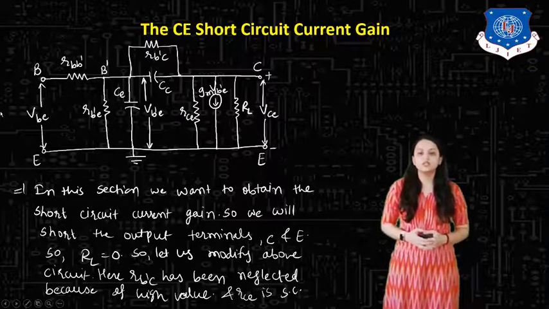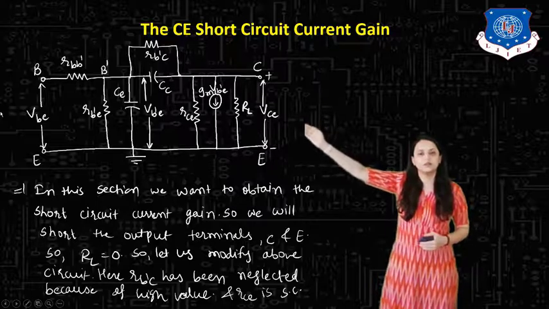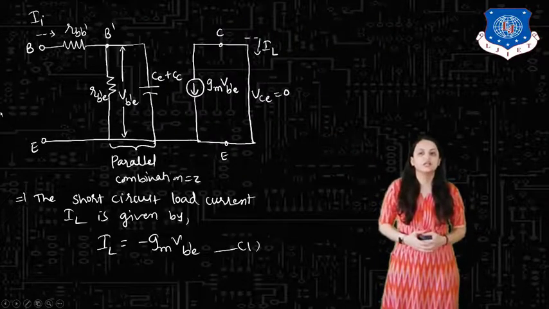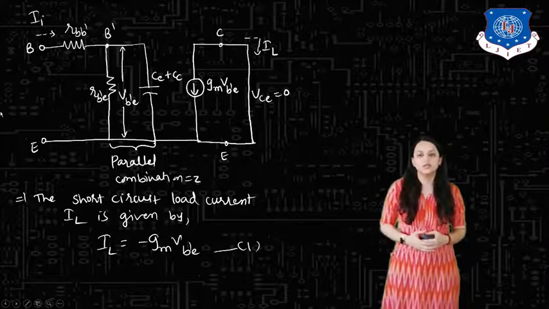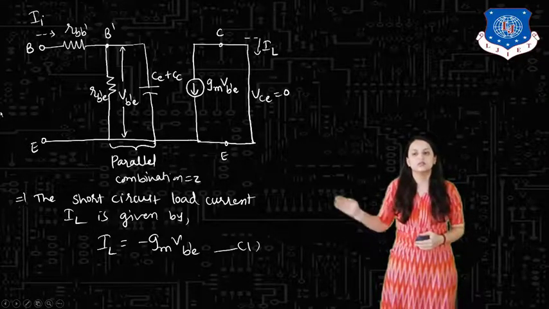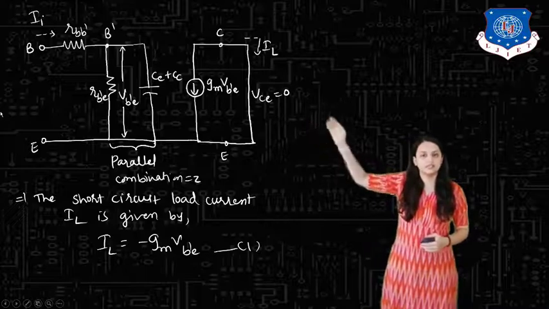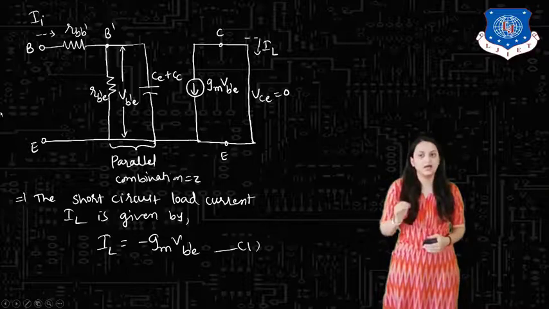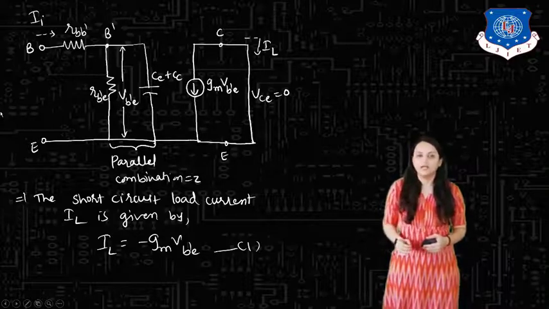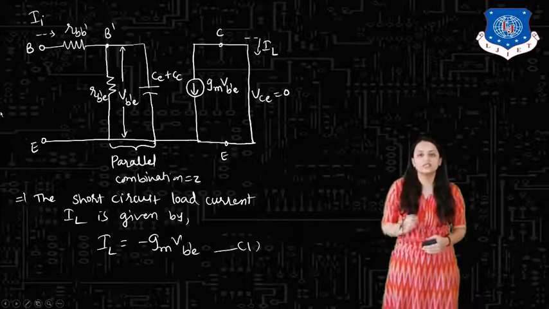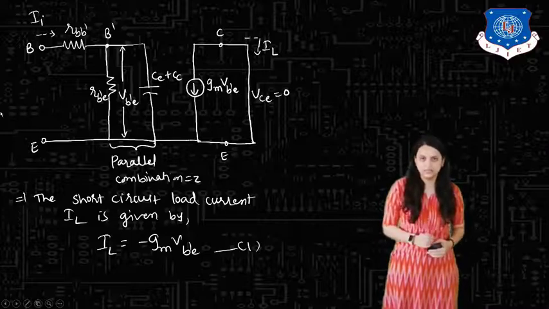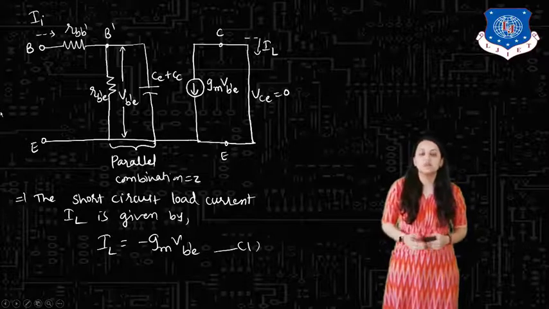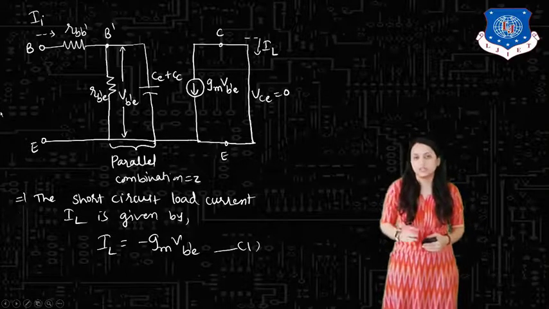Okay, so we are going to apply this logic in this hybrid pi circuit and we are going to obtain a new circuit for that. So this is the circuit. Here the output is short circuited. So in this, as you can see, VCE is equal to 0. The short circuit load current, that is IL, is given by IL equals minus gm into VB'E, where gm is the transconductance and VB'E is the voltage across terminals B' and E.